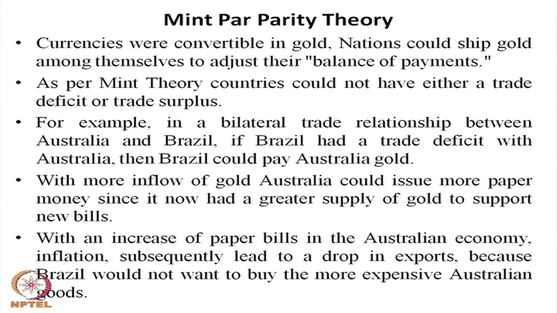So, new bills will be created in Australia, and when there is more supply of currency, the value of the currency declines because of inflation. The inflation reduces the value of the currency, or the purchasing power of Australian people. So, Australian goods and services will be costlier. Now, since Australian goods and services are costlier, the demand for them will be less from the rest of the world, and so also for Brazil. Brazil may not import more from Australia because Australian goods and services are costlier.